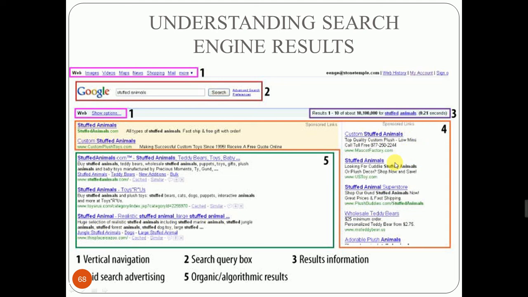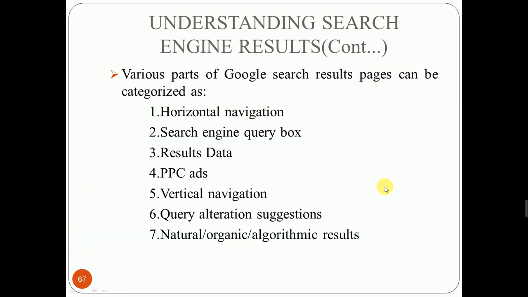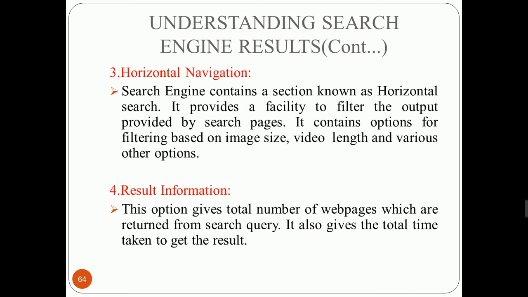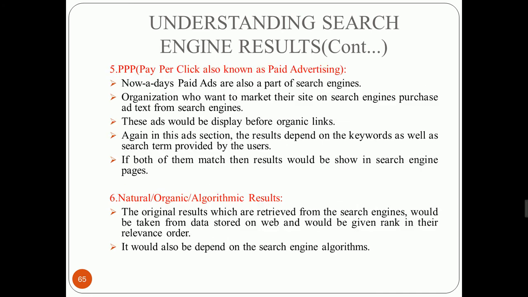You can see all this is available in this section. What is the number of pages available, what type of pages, how much time it has taken. So all this information is available in the result information.